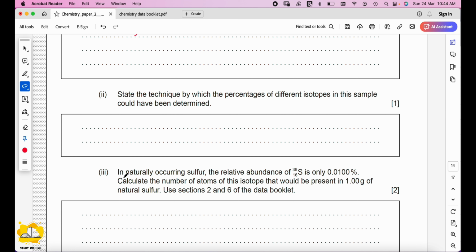State the technique by which the percentage of different isotopes in this sample could have been determined. Of course, mass spectrometry.